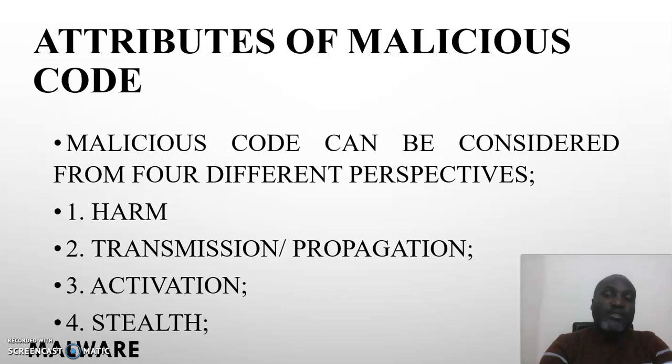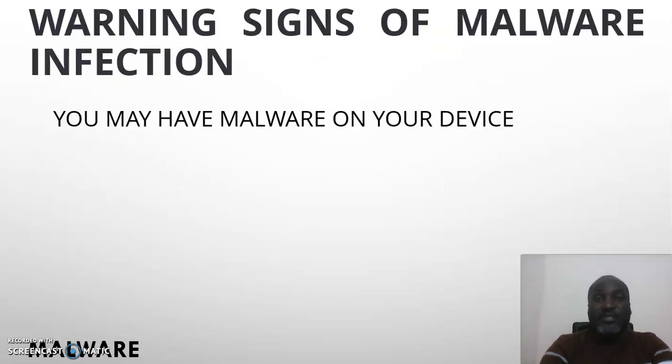The last attribute is the step. So under the step, we basically have to consider the stealth characteristic of a malware by determining how the program hides itself to avoid detection. There are some programs that will lie dormant so that they cannot be detected, and then when particular conditions are met, or a particular period is reached, it will become active, and that's the time you would notice that you have that type of malware. So those are the 4 attributes.